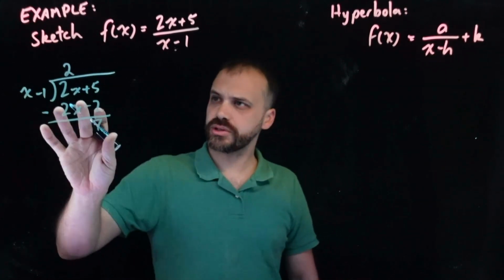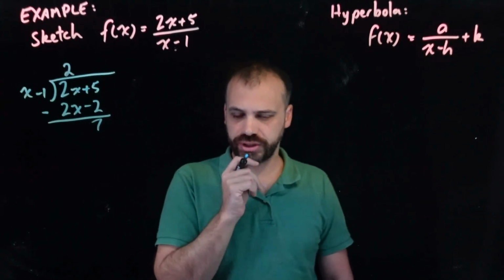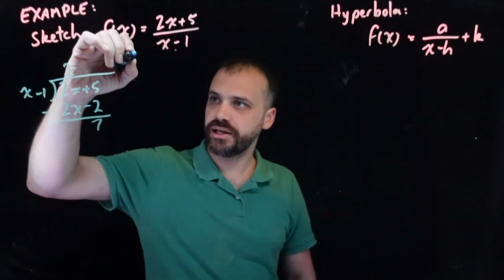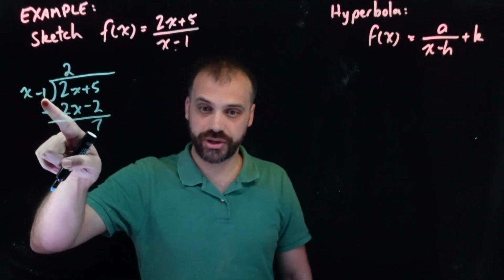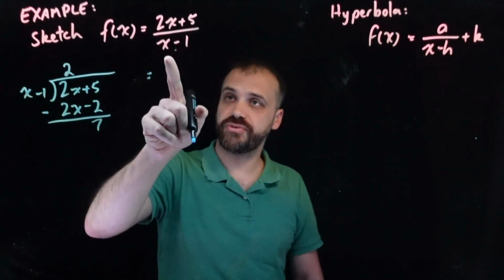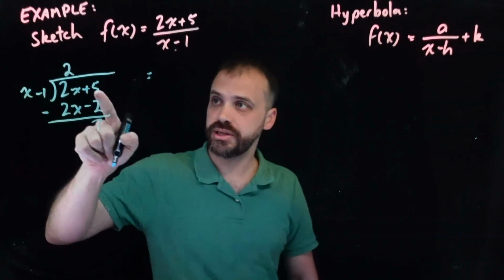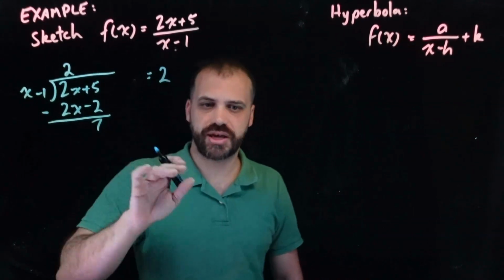Okay, what does that mean? What does it mean when we do polynomial division? Well, it means that if I do 2x plus 5 divided by x minus 1, the answer is 2, with a remainder of 7.